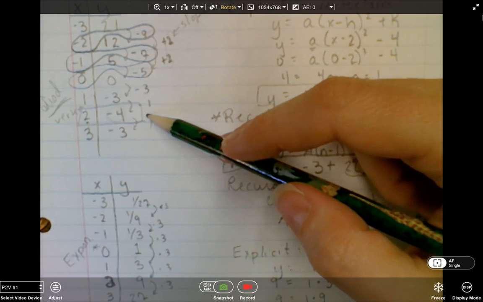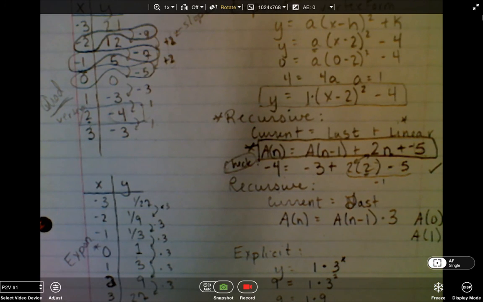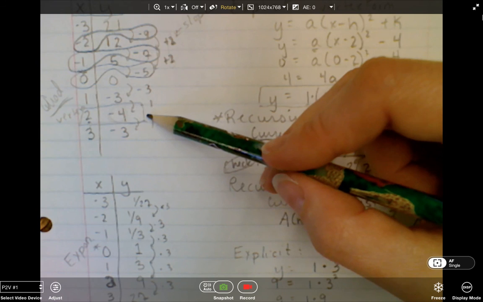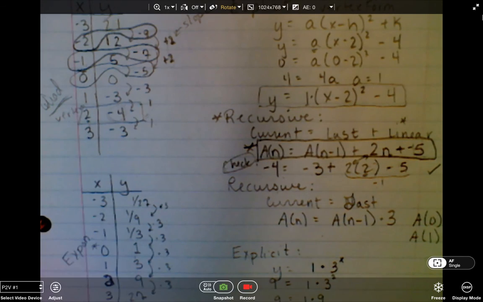Sometimes the vertex won't be on there, and I could make another video and send it to you guys on how to do some of those ones where it's not there. I hope this helps you get through the practice.